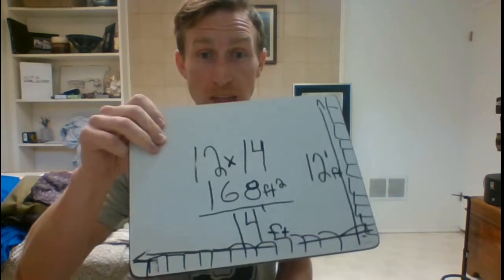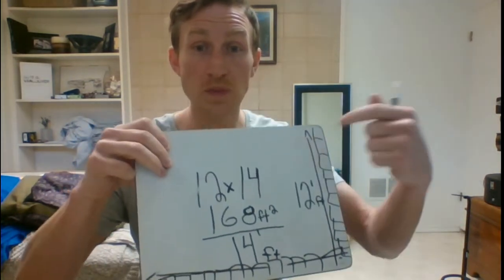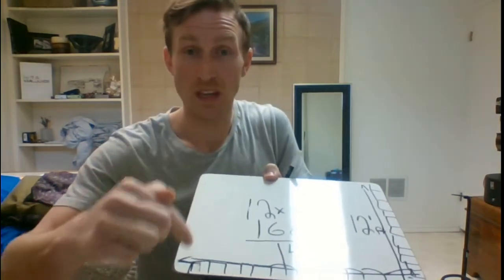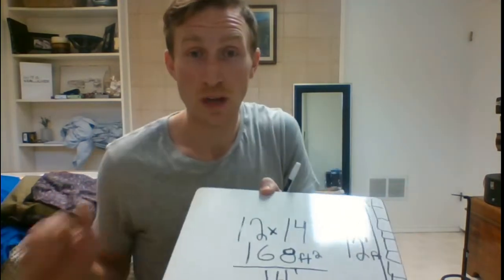So that's area, the space inside something, and we can use multiplication to do it. 12 groups of 14, because we're thinking of groups going all the way across our space.